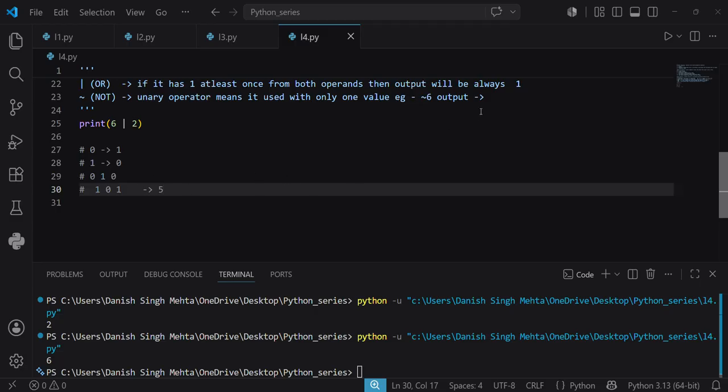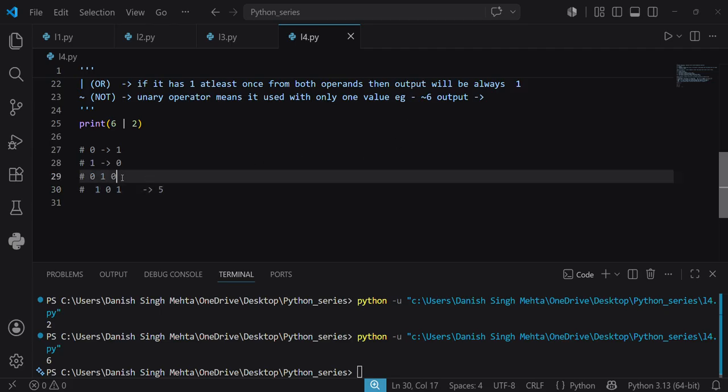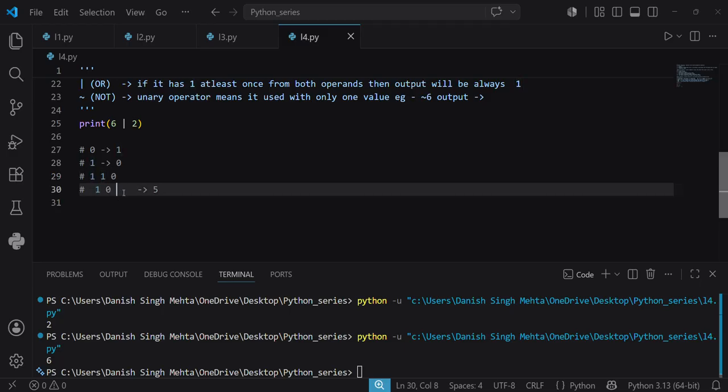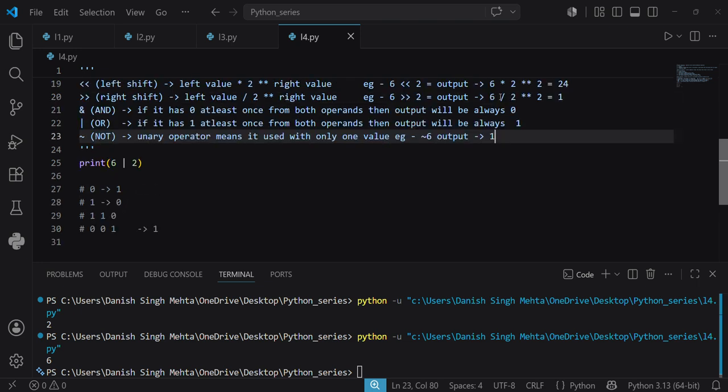Here we have taken the example of 6. How is 6 written? 1, 1, 0. So we will change 0 to 1 and 1 to 0. So 0, 0, 1. So your NOT of 6 will become 1. Output will be 1 here.